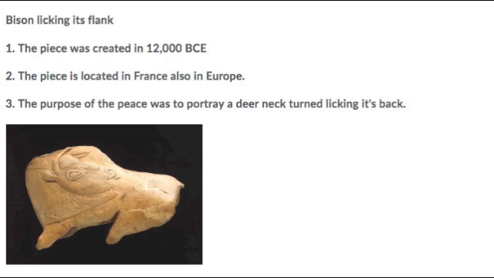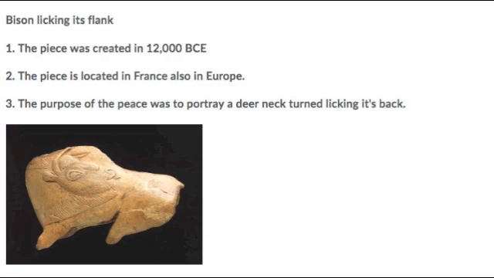The piece is located in France, also in Europe. That's a little awkward because, well, we probably know that France is in Europe. Maybe we don't. That's okay. Now we know. Number 3, the purpose of the piece, spelled P-E-A-C-E, like give peace a chance, was to portray a deer neck turned licking its back. A deer neck turned licking its back. Well, it's not a deer, it's a bison.